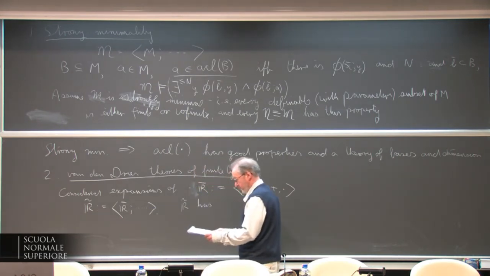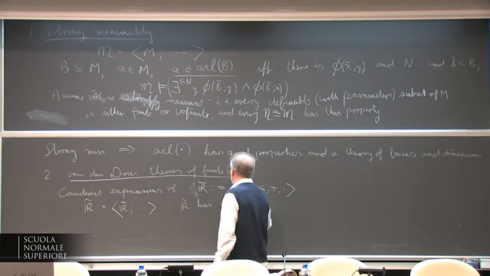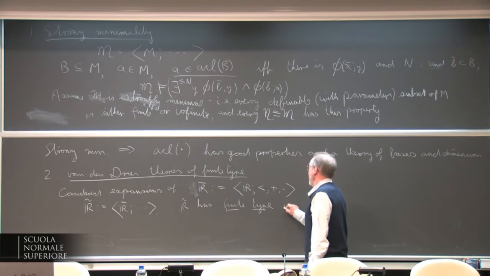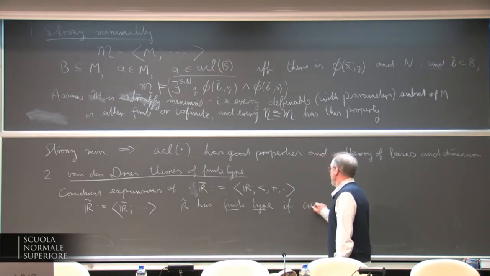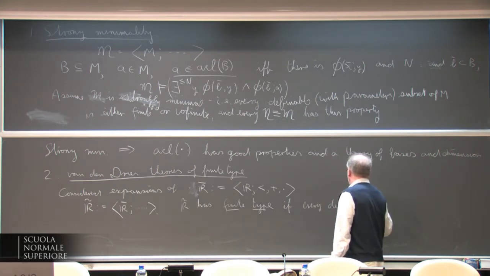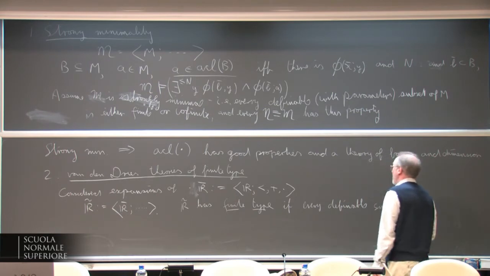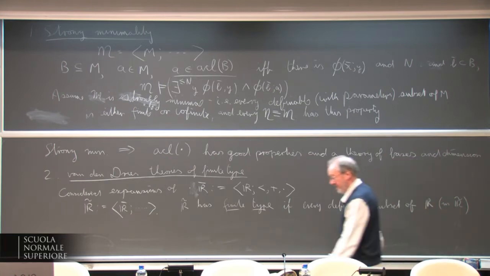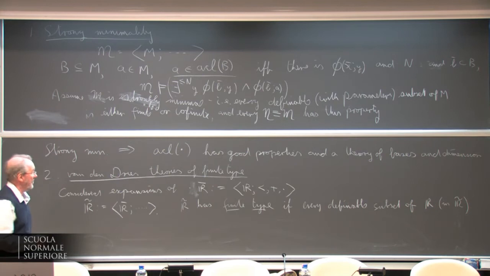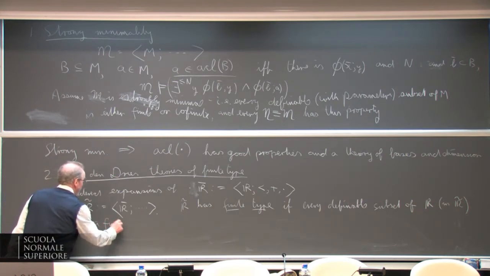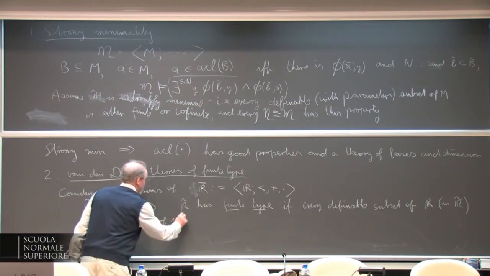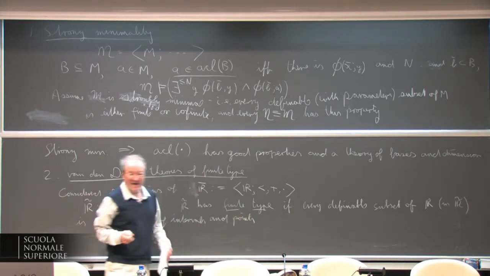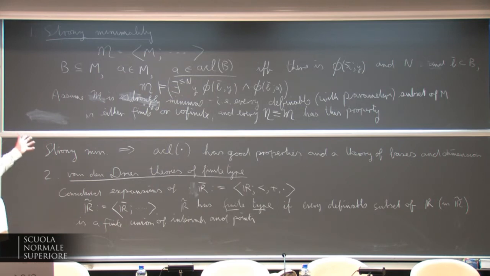as finite type if every definable subset of R in the language of this structure R tilde, whatever it is, is a finite union of intervals and points. Now we have to add something here, but can you see the analogy with the strong minimality?